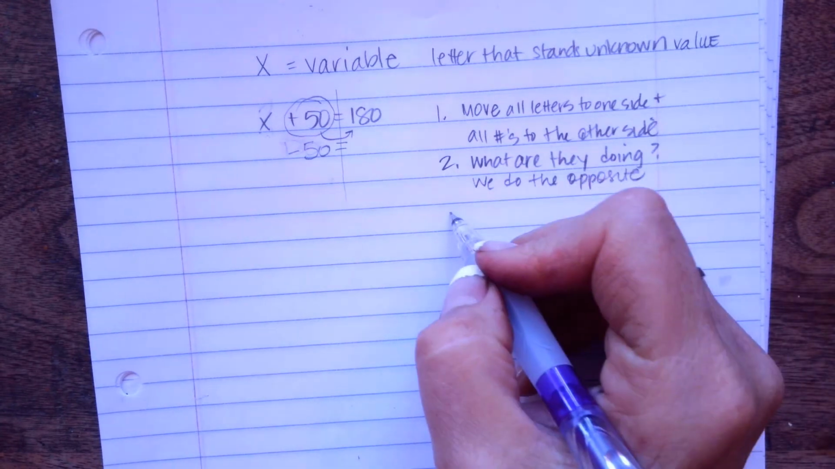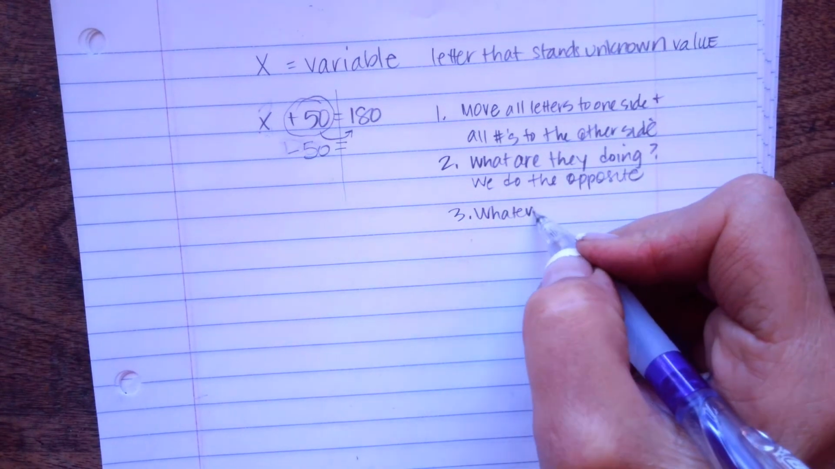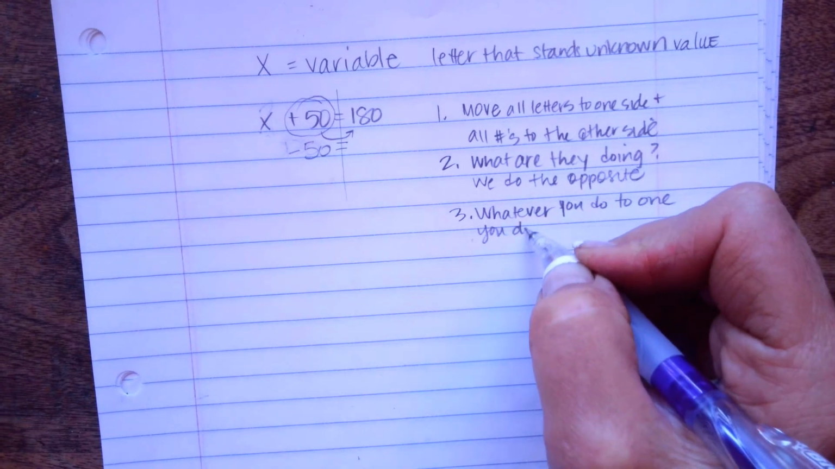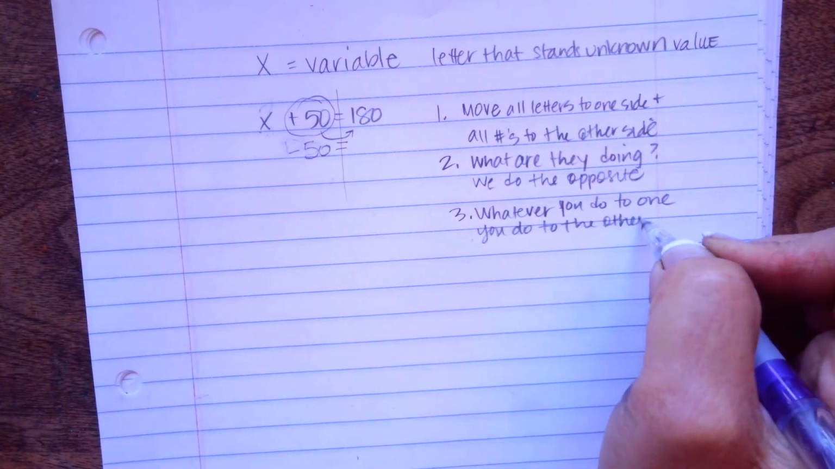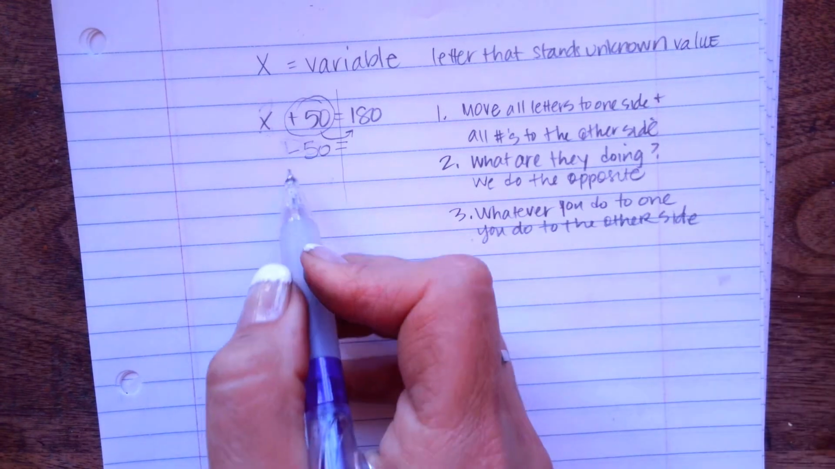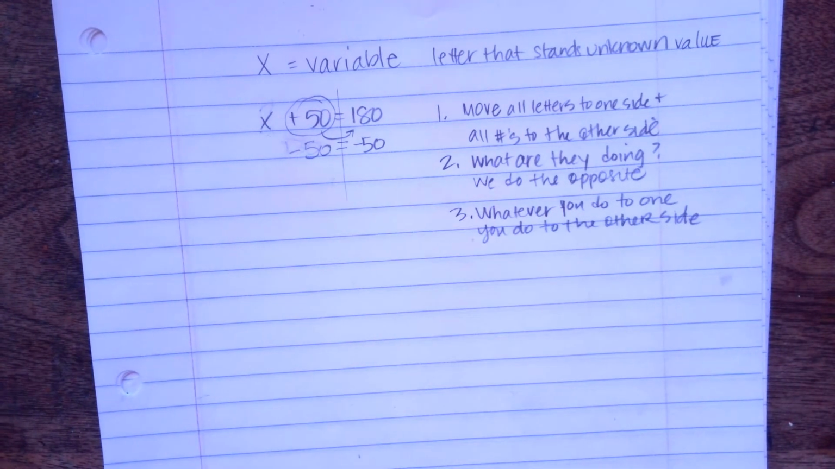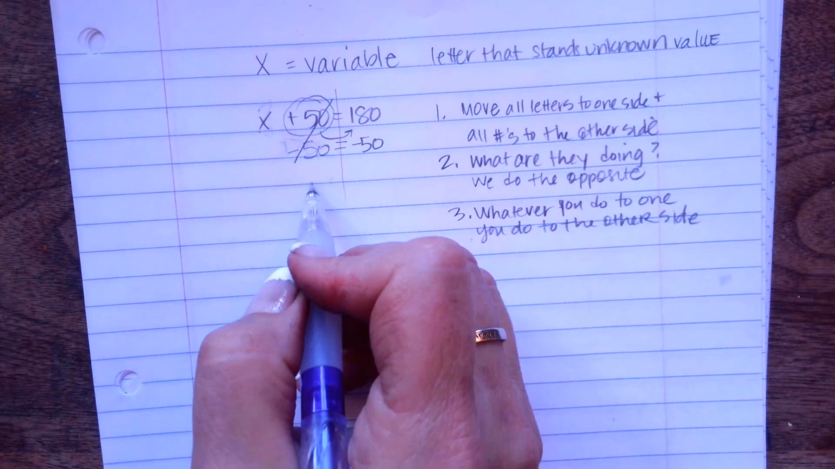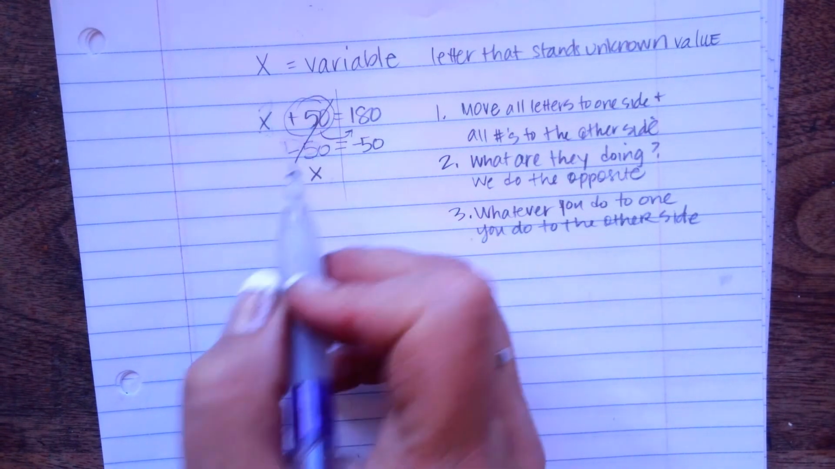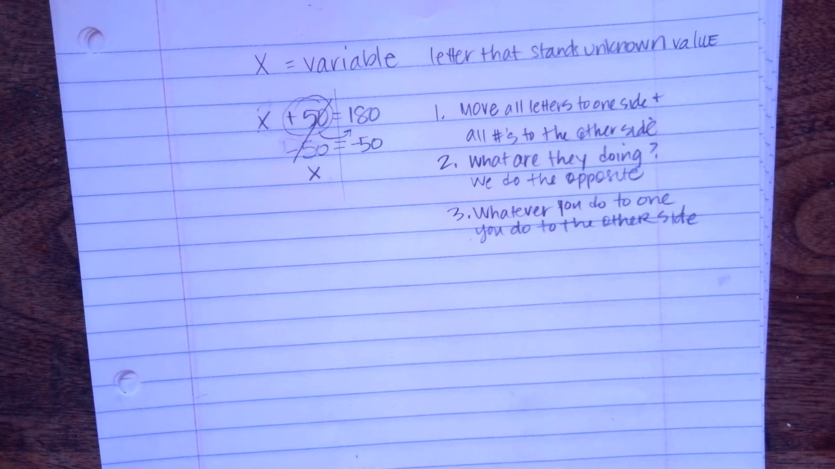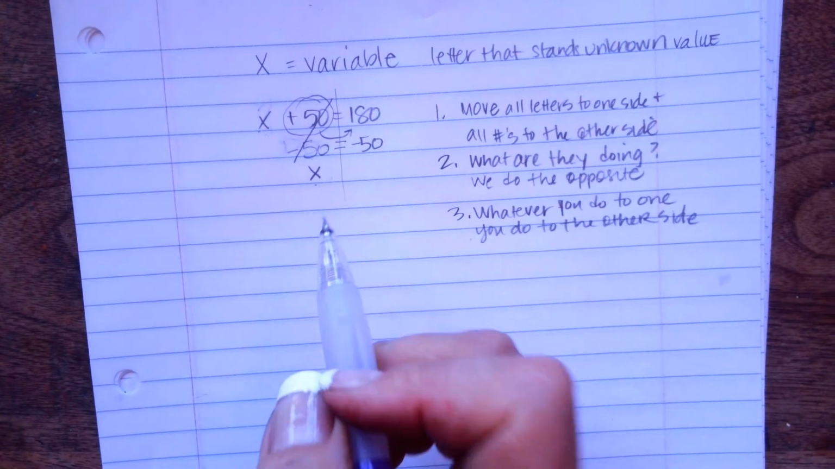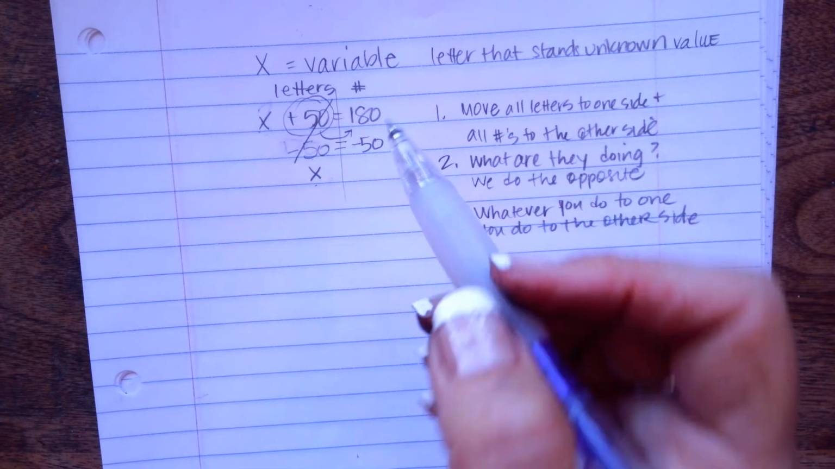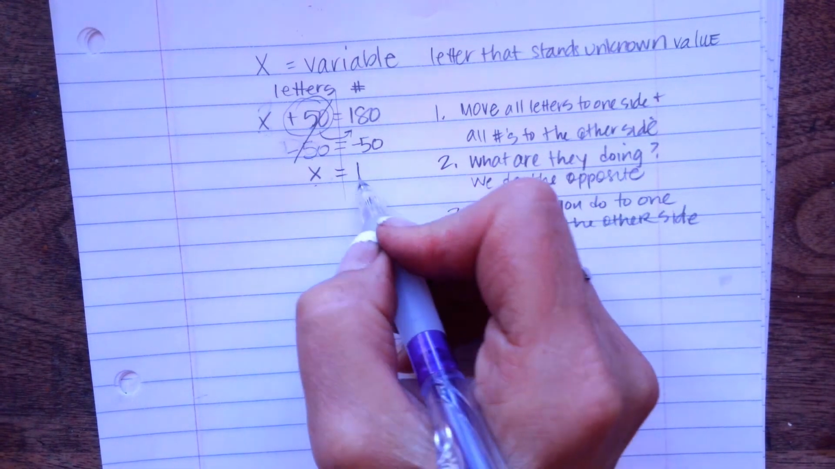And then our third rule is whatever you do to one side, you do to the other side. So if I subtract 50 on this side, then I have to subtract 50 on this side. Nothing is left on this side for numbers. We just have the X, because if you have 50 cookies and you give 50 away, there's nothing left, right? So the only thing we have left on this side is the letter, which is our goal, right? Letters on one side and numbers on the other. And then we solve 180 minus 50 equals 130.